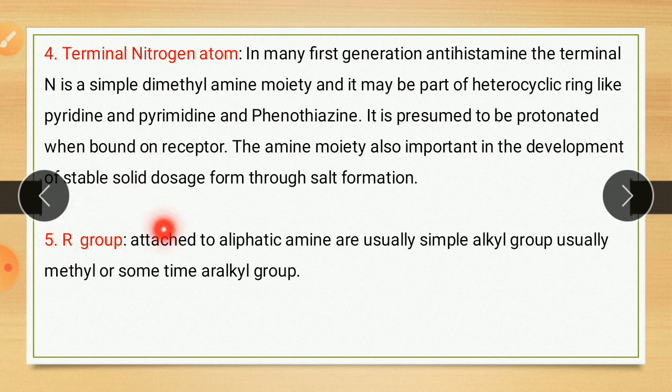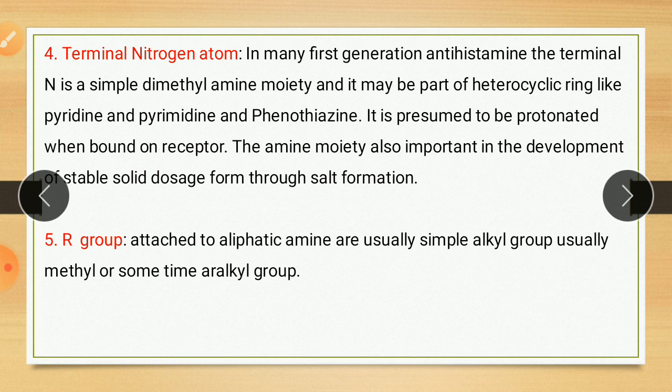Then the last one is the R group. It may be simply attached to the aliphatic amine, usually a simple alkyl group, usually methyl, or sometimes an aryl group. So R is generally a simple alkyl group like methyl or ethyl, but sometimes it may be an aryl group. So these are the main components of the general structure of antihistamines, or you may call it the general SAR of antihistamines.